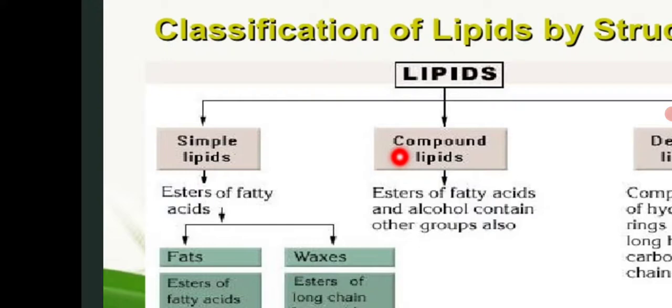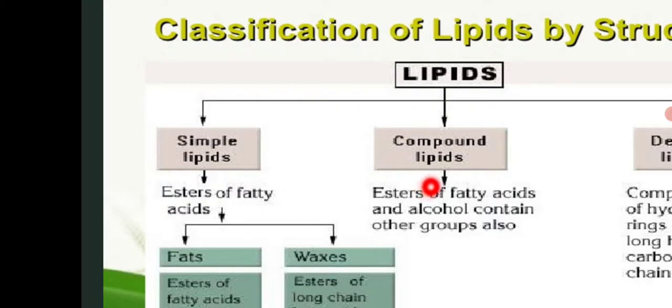Next category is compound lipid, also called complex lipids. Compound lipids are the esters of fatty acids and alcohol containing other groups also. Means what? In simple lipids there were only fatty acid and alcohol. Here there is fatty acid, alcohol, and other groups are also there.